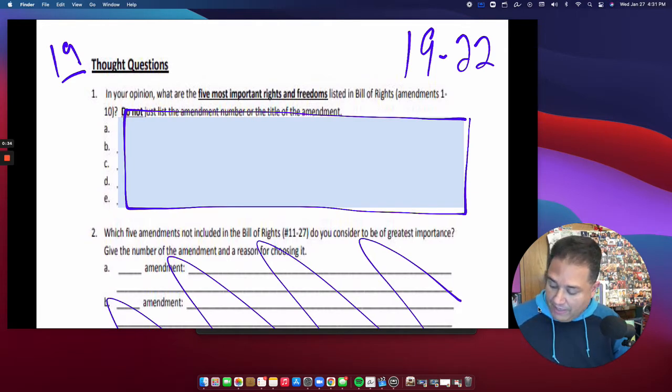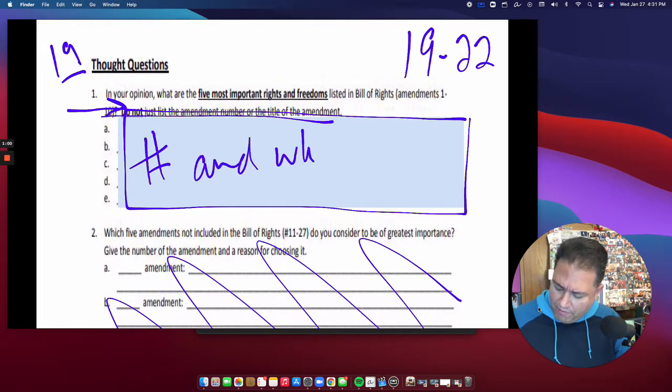For example, you'll notice in the instructions it says, do not just list the amendment or the number, the title. For example, if you think the Fourth Amendment is one of the most important, then you would write Fourth Amendment, and then you would write protects against unlawful search and seizure. So what is the amendment and what does it actually do? Do not just list the number or just the title. You need to actually tell me what it does. Number and what it does.